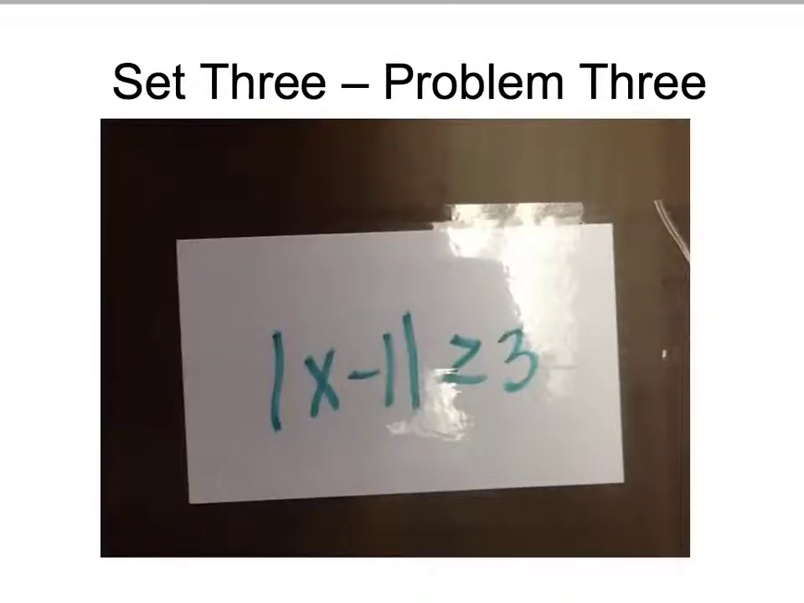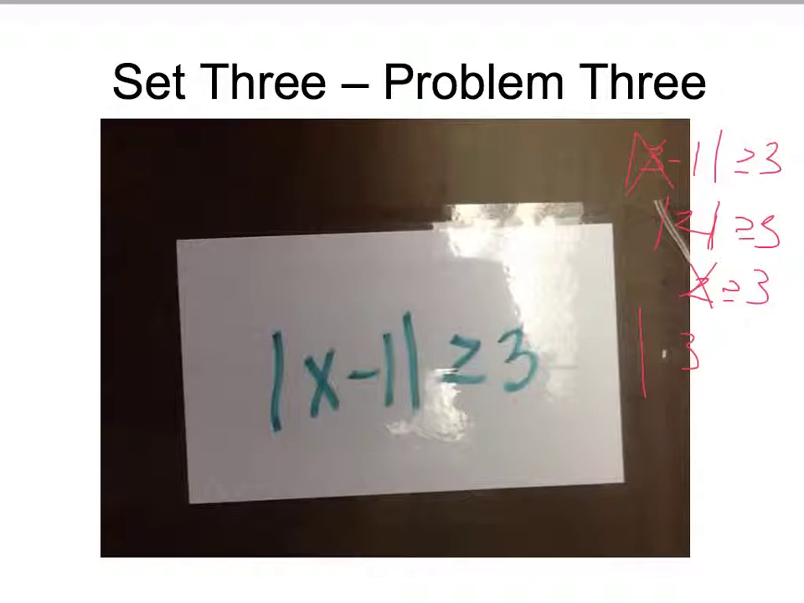Okay, third problem. The absolute value of x minus 1 has to be greater than or equal to 3. So again, we're going to just plug in numbers. If I plug in, let's say, 3, I'm testing whether or not 3 is a solution. 3 minus 1 is 2. The absolute value of 2 is just 2, which is not bigger than or equal to 3, so that can't be one of my solutions. All right, so let's try -3.